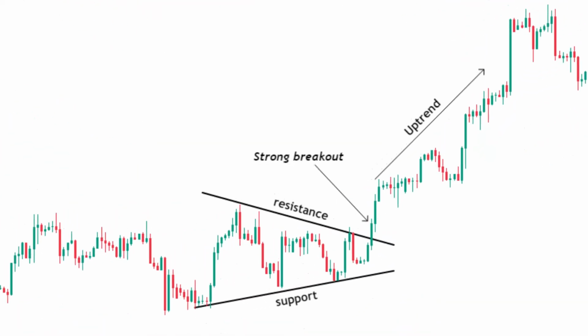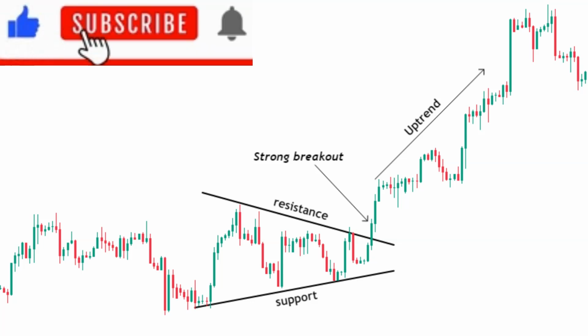Guys, now let's look at a real chart example showing a strong breakout and the uptrend that follows in a symmetrical triangle pattern. On this chart, the upper resistance line and the lower support line of the pattern are drawn. Price moves between these two lines for a period of time, forming the symmetrical triangle structure. After that, price breaks above the resistance line with strong momentum. Because the breakout happens with speed and strength, it is considered a strong breakout.